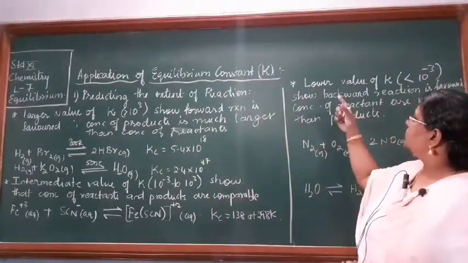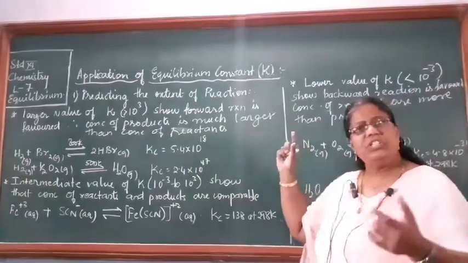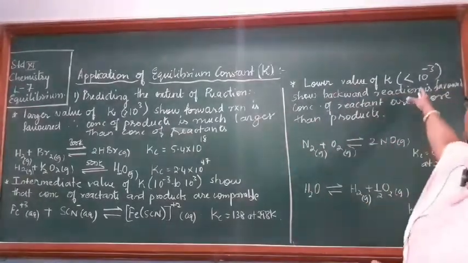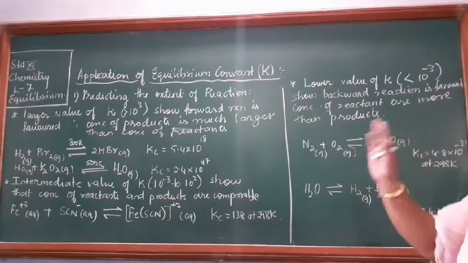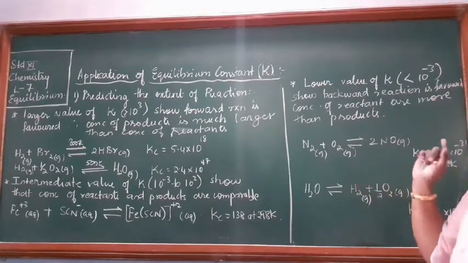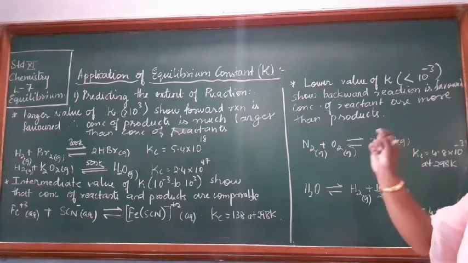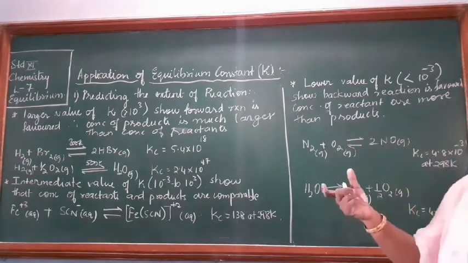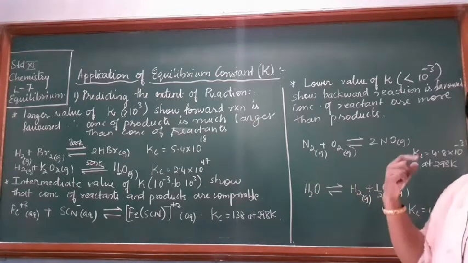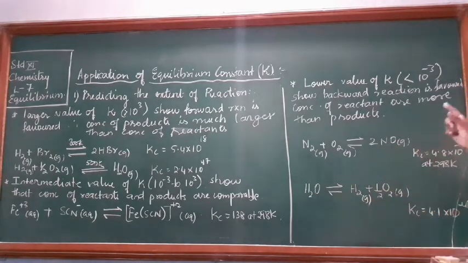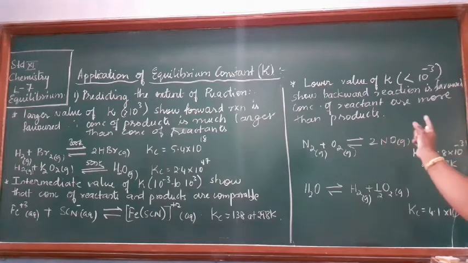Now coming to K value, which is very low, that is less than 10 power minus 3. In that case, the backward reaction is favored. Reaction is not going in the forward direction, it is going in the backward direction. If it goes in the backward direction, it means the amount of reactant will be more than the product. Okay, so concentration of reactants is more than products.